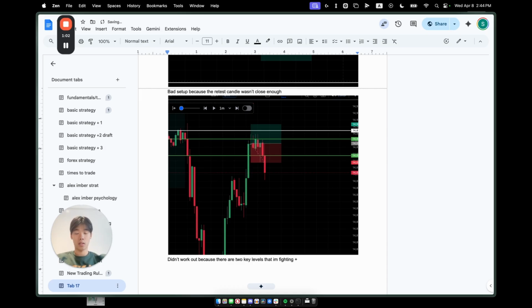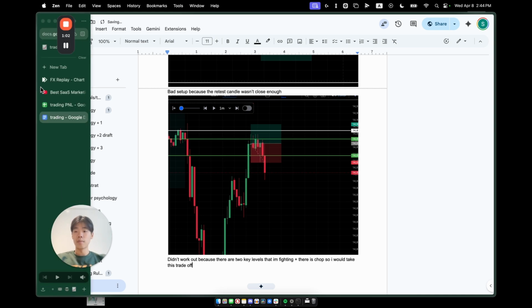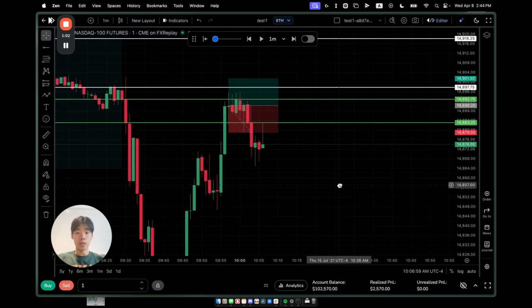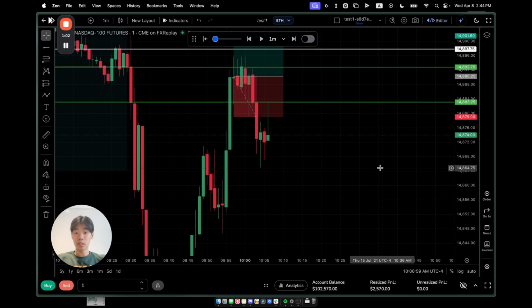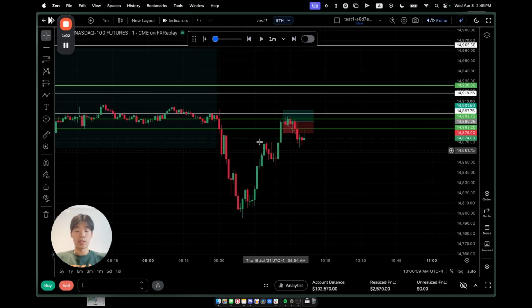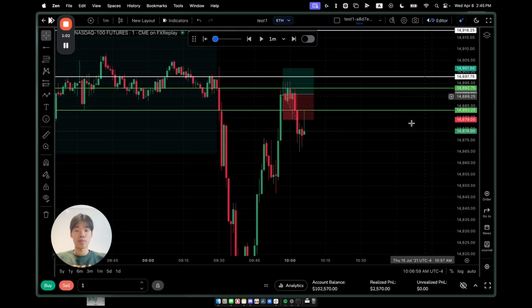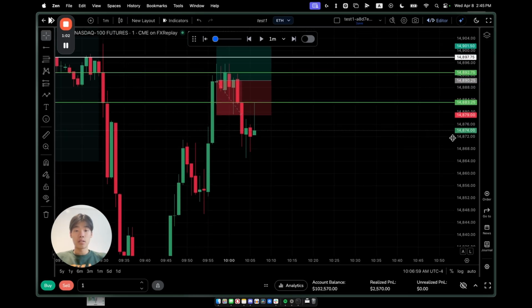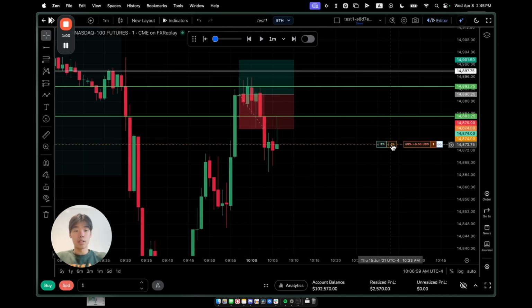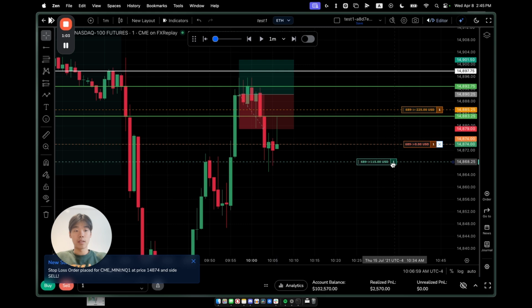Didn't work out because there are two key levels that I'm fighting. Plus, there is chop, so I will take this chop. Okay, perfect. Okay, we get a good test, but it is chopping a little bit, and honestly, it's not clear whether we're gonna keep seeking lower, right? Because we're back at this beginning stage. So I don't know. Okay, I think I'll go for it. I think it's like a 50-50. It's kind of an iffy thing.